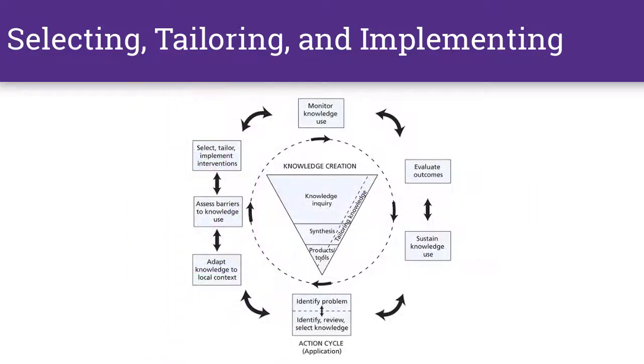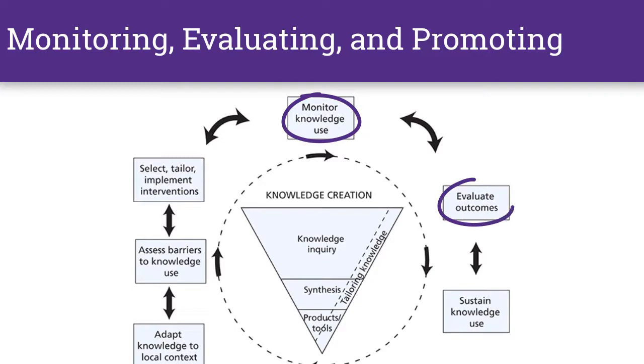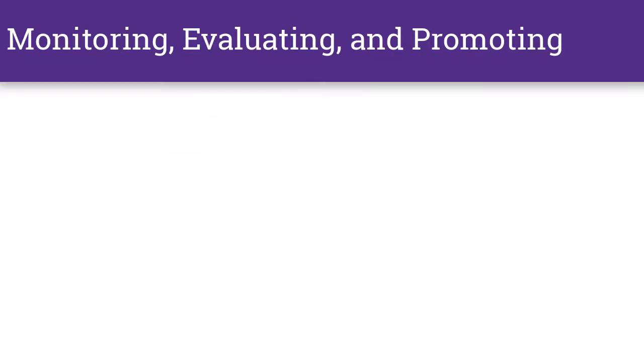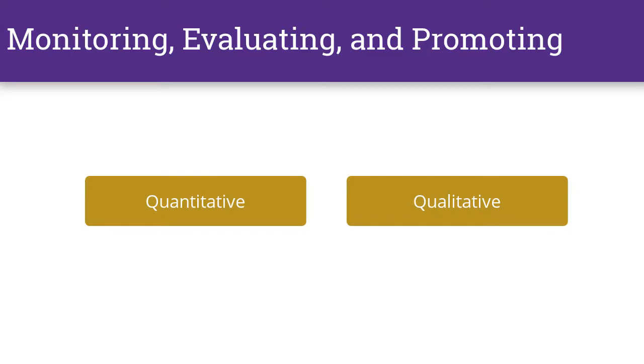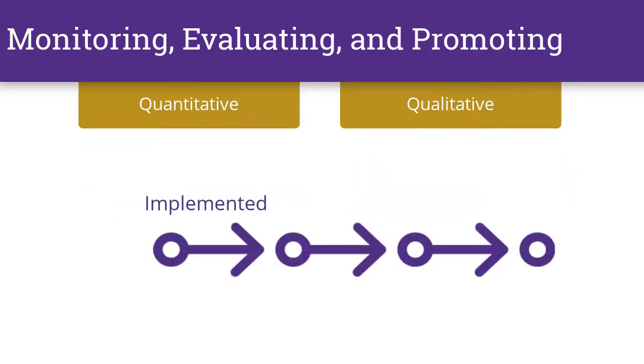The final stages of the knowledge to action cycle encompass monitoring knowledge use, evaluating outcomes of using the knowledge, and promoting ongoing knowledge use, thus sustaining the intervention. When we consider these phases, this is yet another place where quantitative and qualitative research become extremely useful. A KT intervention may be implemented in the previous stage and monitored and evaluated via quantitative or qualitative measures.